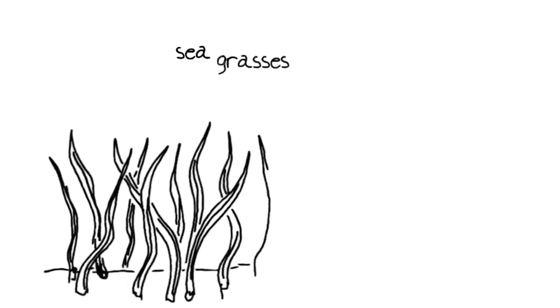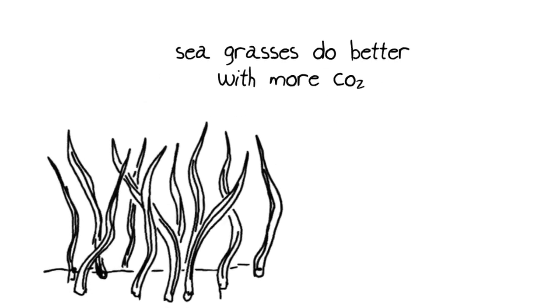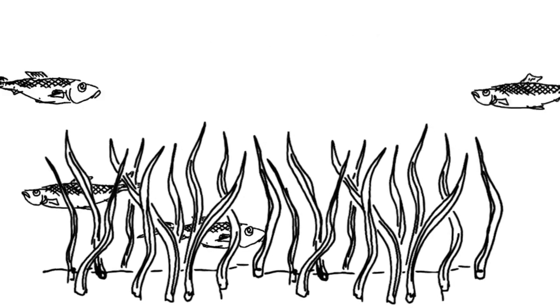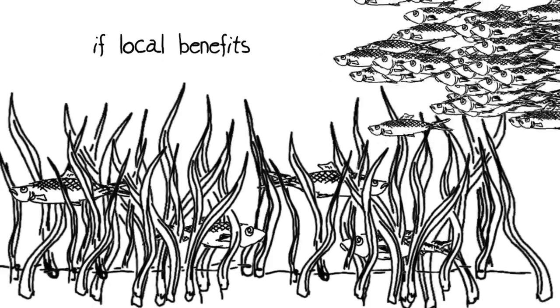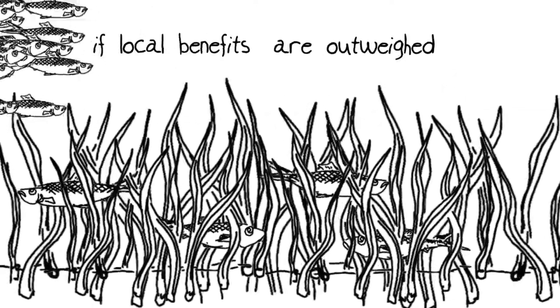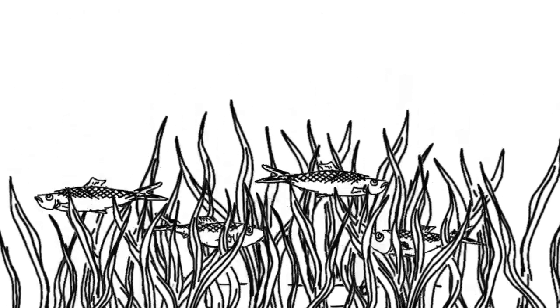Here's another example that has a complicated story. Like land plants, seagrasses do a bit better in building their bodies when CO2 levels are increased. And seagrasses are really important. They're valuable feeding and spawning sites for a variety of species. So if you enhance the growth of seagrasses, maybe you're doing something good? But what we don't know is if those local benefits of better seagrass growth will be outweighed by the wider disruption to the marine food chain as a whole, and what that means for biodiversity.